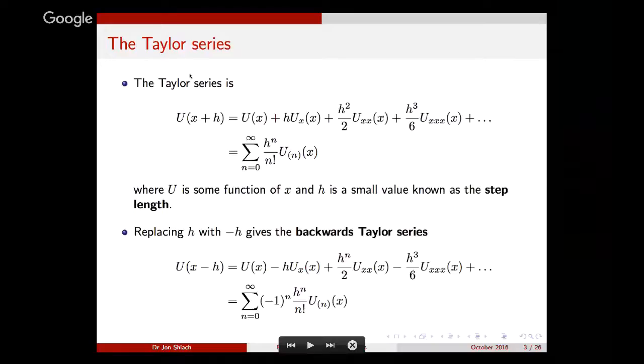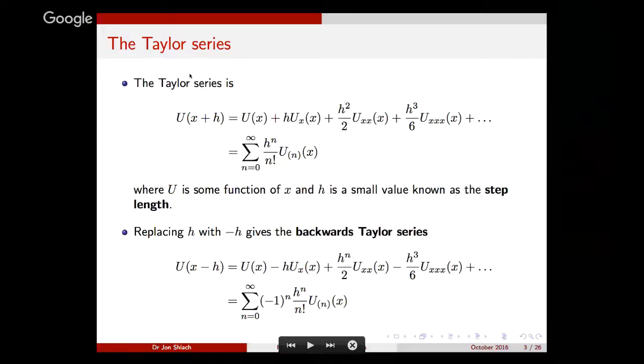You may have seen this series before. No doubt if you're doing the ODE unit as well, you'll see it a lot. This is the well-known Taylor series, and this is the basis of most, I was going to say all, numerical methods, but most numerical methods are derived in part from the Taylor series. It is an infinite series, and it allows us to write down a function in terms of its derivatives. So here's the Taylor series.